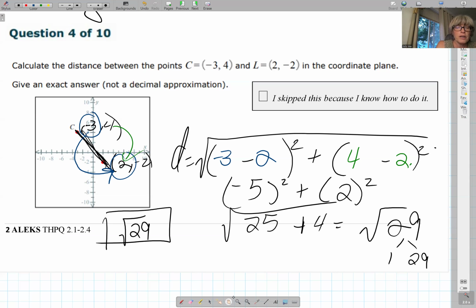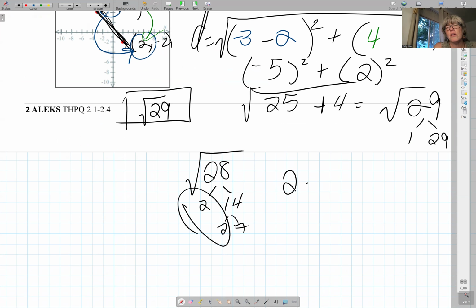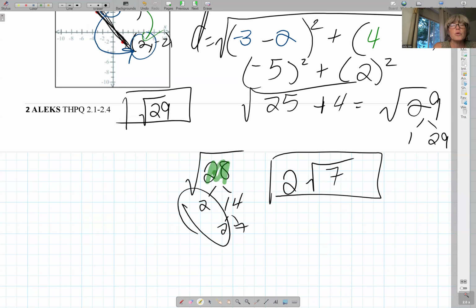Now, if you had something like root 28, I'd expect you to factor it out, pull out your double, and 2 root 7 would be your final answer if your answer was root 28, but your answer is root 29 here.